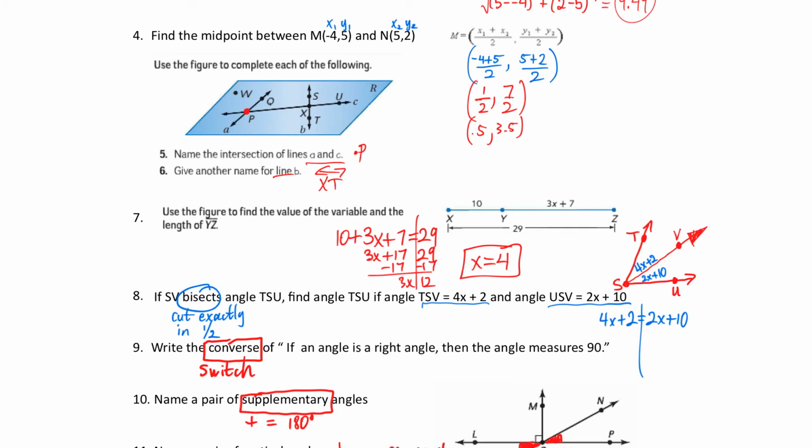Don't we gotta find the length of YZ? Oh, yeah. And then how long is YZ? I don't know. 19. Just 19. Which really you could have found that before you found the x, but.